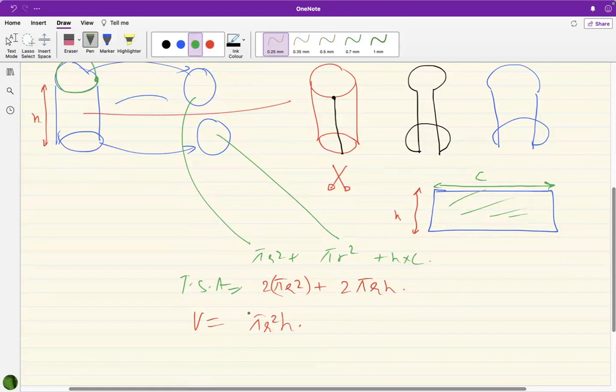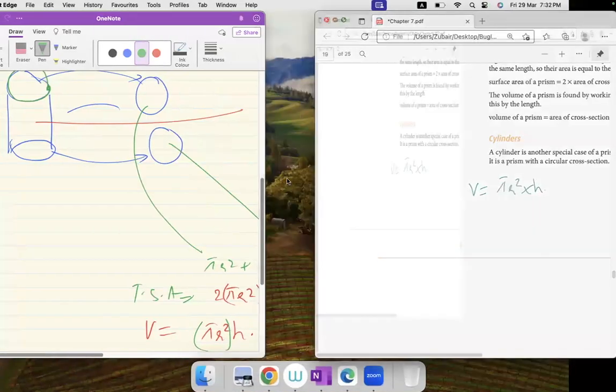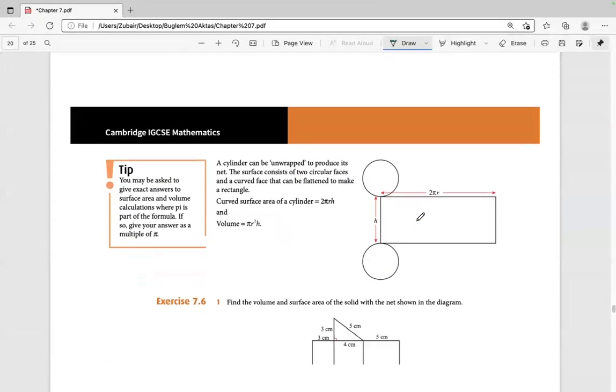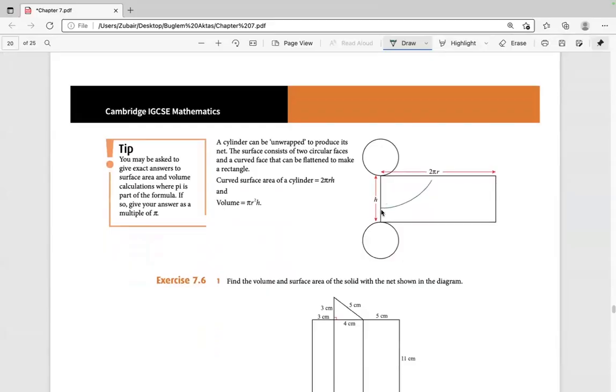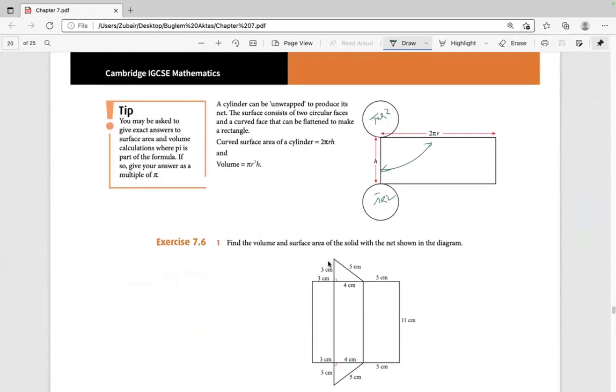That is cross-sectional area into height. And this is 2 pi r, the circumference, into height. So this was 2 pi r h plus pi r square plus pi r square. 2 pi r squared plus 2 pi r h.